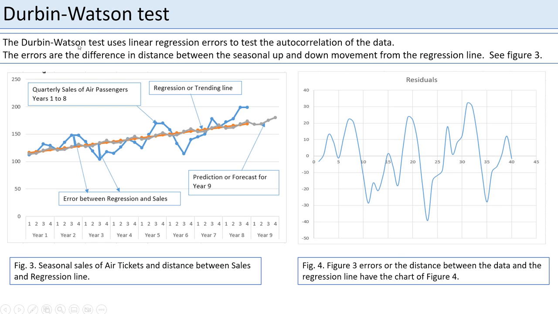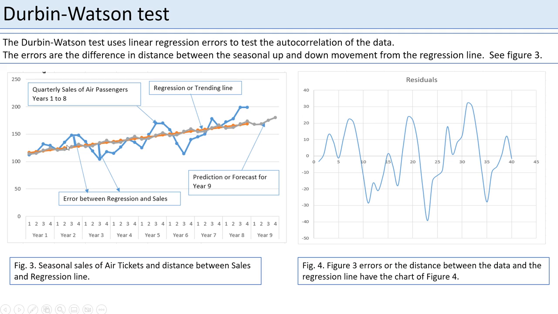The Durbin-Watson test uses the linear regression errors to see the autocorrelation of the data. By autocorrelation we mean that the data has an influence on the present from the past. That means that it could be useful to make predictions or forecasts for the future. The errors are the difference in distance between the seasonal up and down movement from the regression line, like in figure 3.